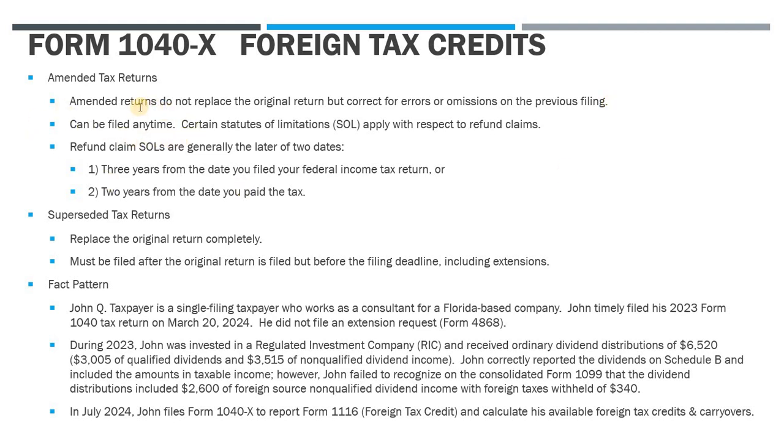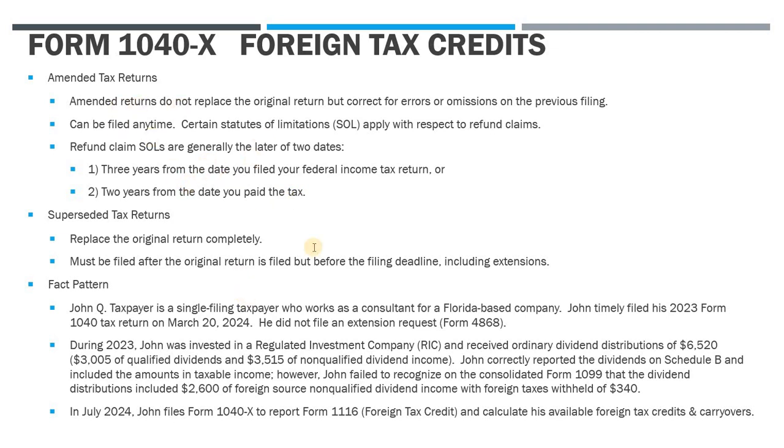Now, amended returns can generally be filed anytime, but there are certain statutes of limitations that apply with certain types of refund claims. So, for example, if you want to file an amended return and it's going to result in you getting a refund from the IRS, you've got to file within these appropriate windows, or else the refund claim will be denied. The IRS will just keep your money.